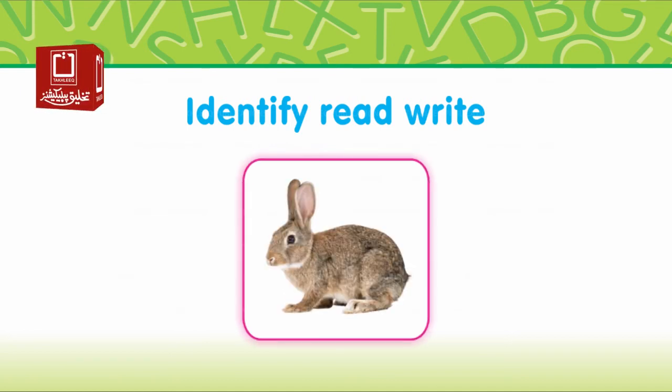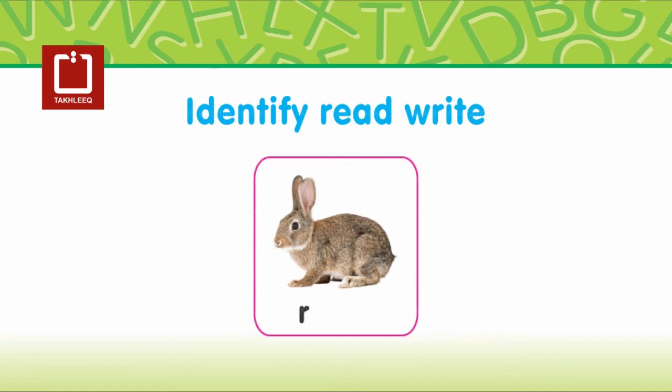We see here the picture of a rabbit. Now we say the spellings of rabbit. R A B I T. Rabbit. So we write R A B I T. Rabbit on lines.